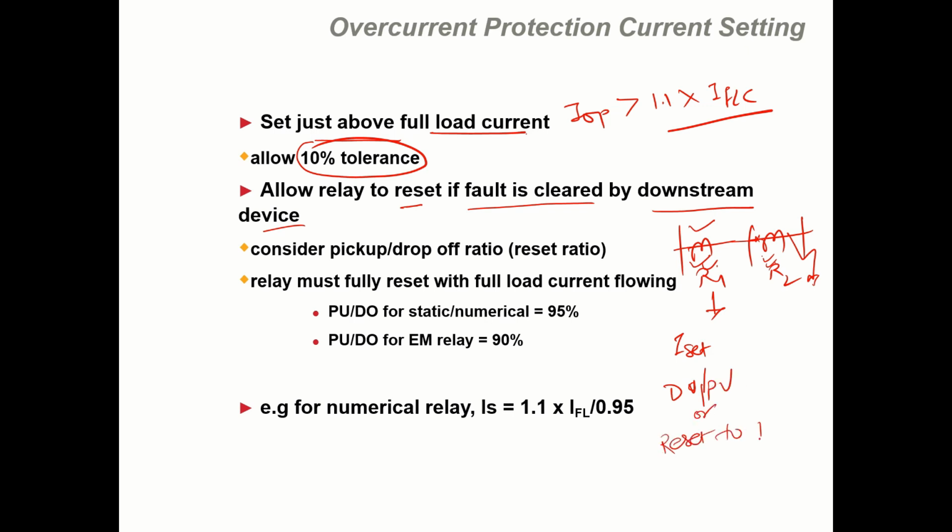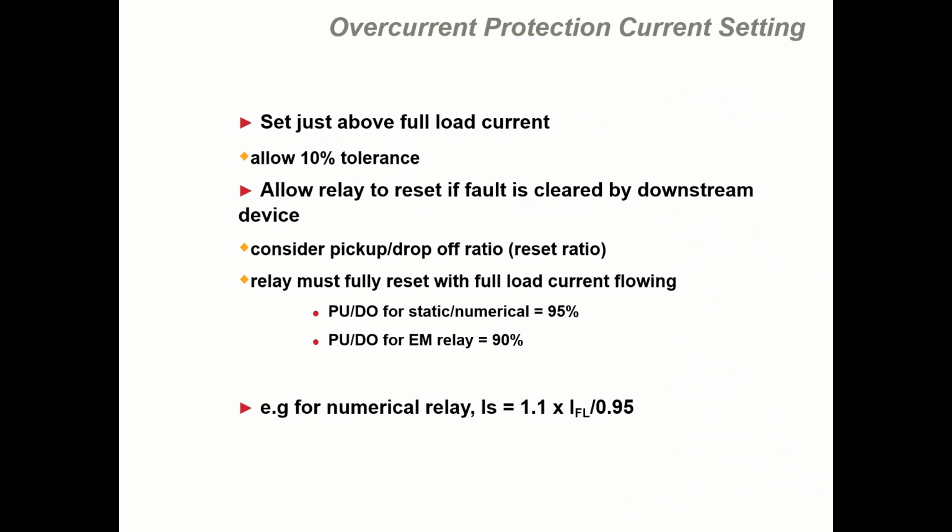Reset to pickup ratio, generally for a modern numerical or digital relay, is from 95 to 99%. With electromechanical relays, in earlier days, it was 90 to 95%. So depending upon which type of relay we are using, we can calculate. For example, for numerical relays with a drop off to pickup ratio of 95%, the set current should be 110% of the full load current divided by the drop off to pickup ratio, which is 0.95.